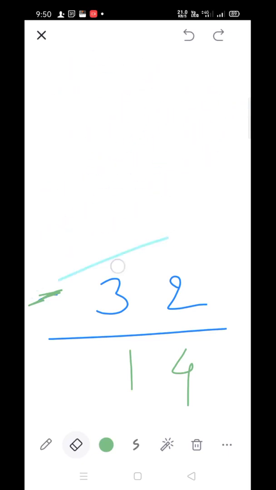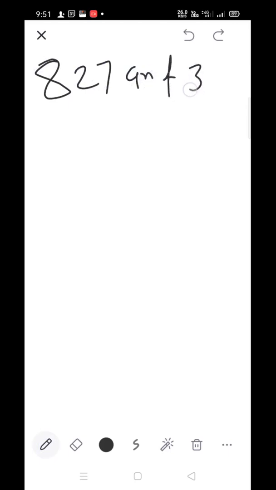Example number 2. Write down: estimate the difference of 827 and 341. Example number 2.